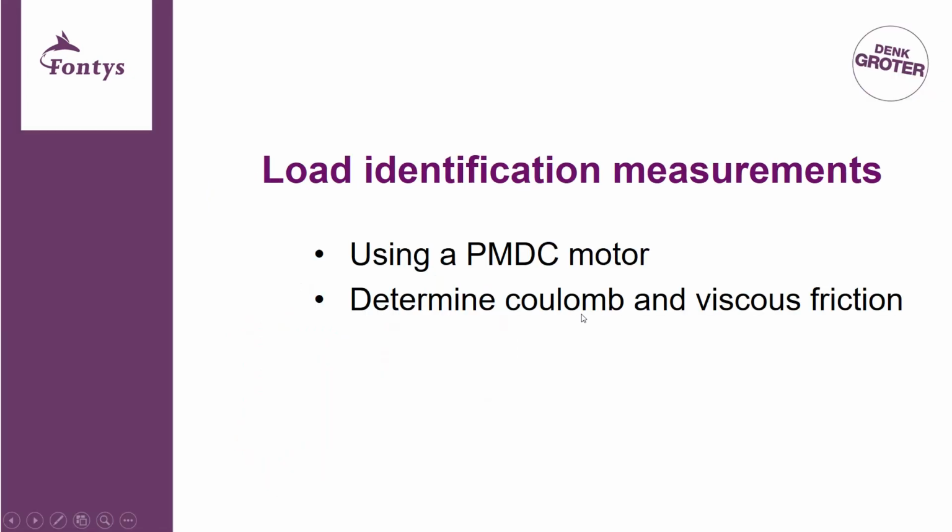So, summarized, we are going to use a PMDC motor as a measurement tool to determine the load torque by means of measuring the motor current. And we're going to measure the load angular speed by measuring the encoder frequency. And in this way we are going to determine the Coulomb friction of the load, so the constant part, and the viscous friction of the load, so the part of the load that has a linear relationship with the speed of the load, for example due to bearings.